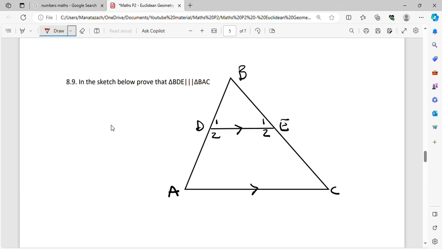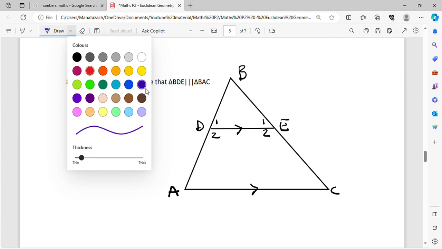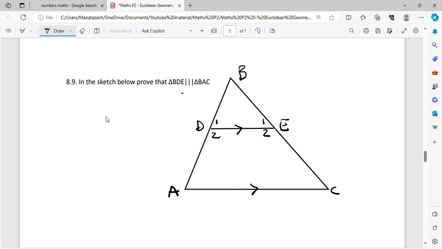In the sketch below, prove that triangle BDE is similar to triangle BAC. So let's choose a color. So what do we have? We have DE is parallel to AC, which means angle D1 is equal to angle A. The reason for that is corresponding angles.